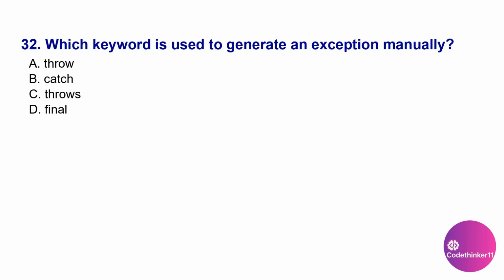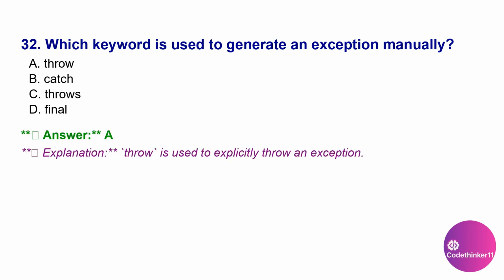Question 32. Which keyword is used to generate an exception manually? Option A. Throw. Option B. Catch. Option C. Throws. Option D. Final. The correct answer is option A. Explanation. Throw is used to explicitly throw an exception.